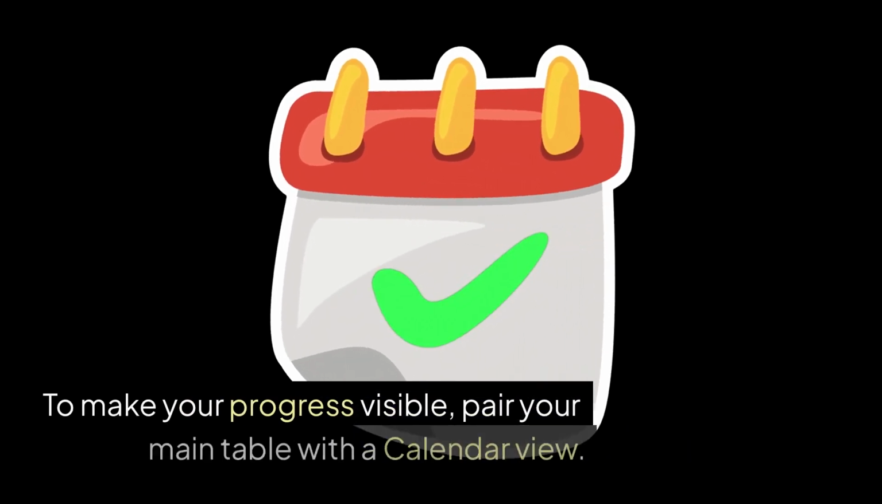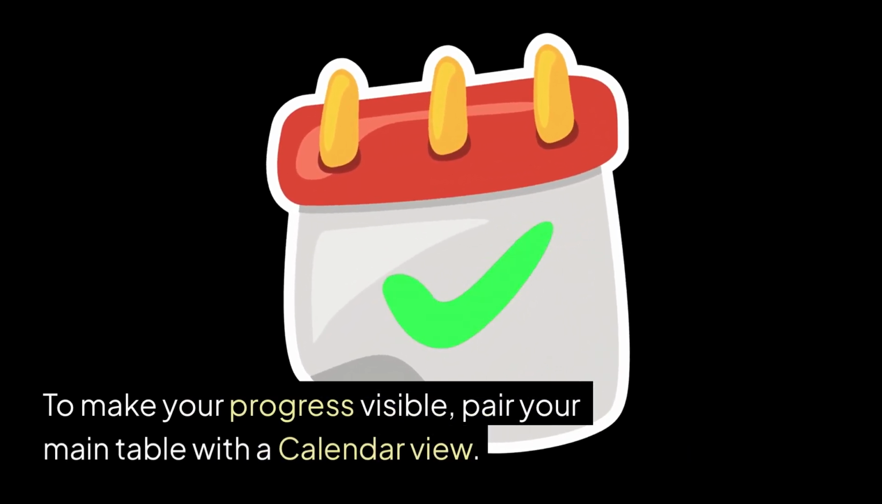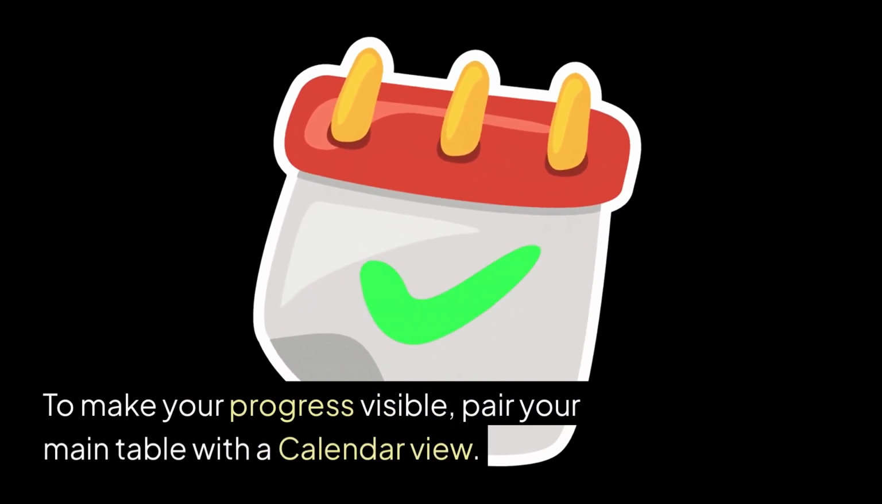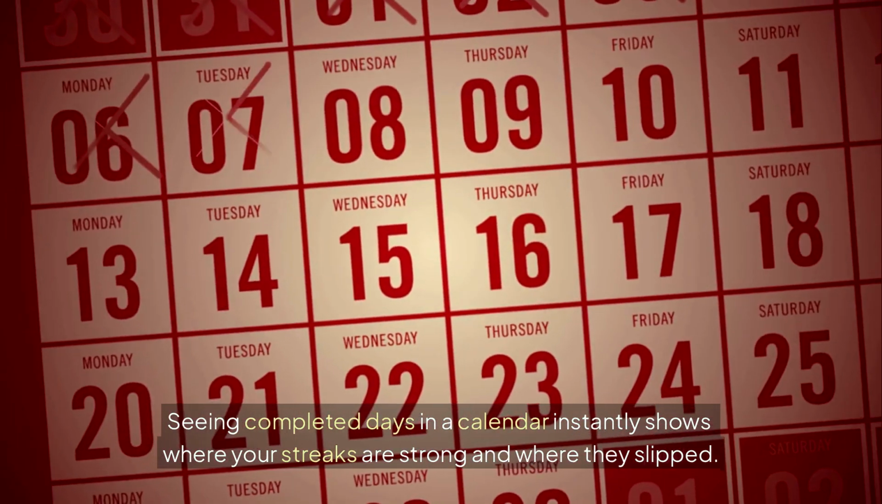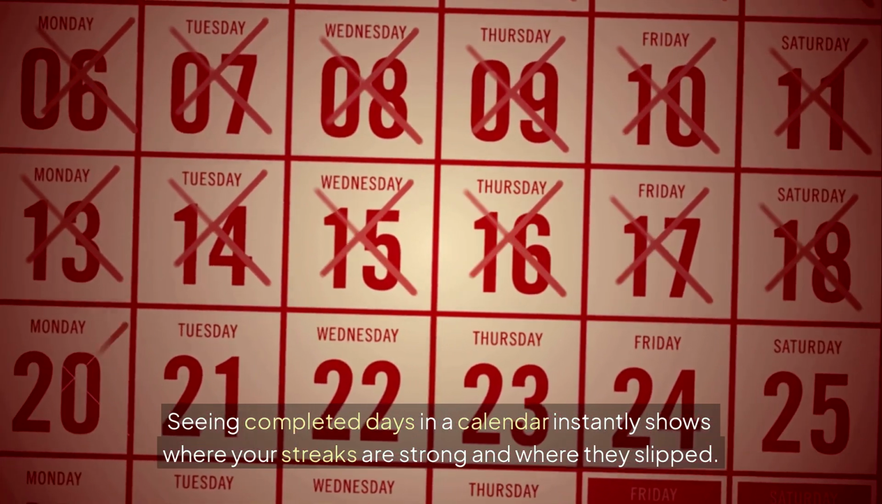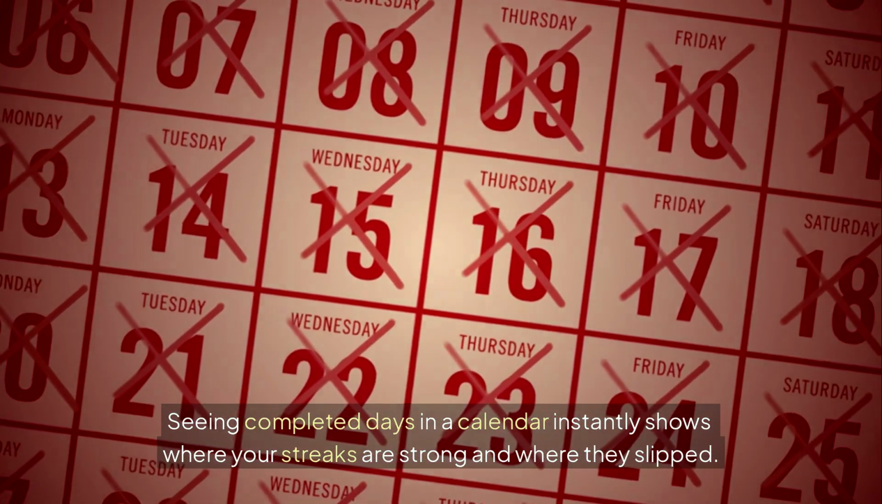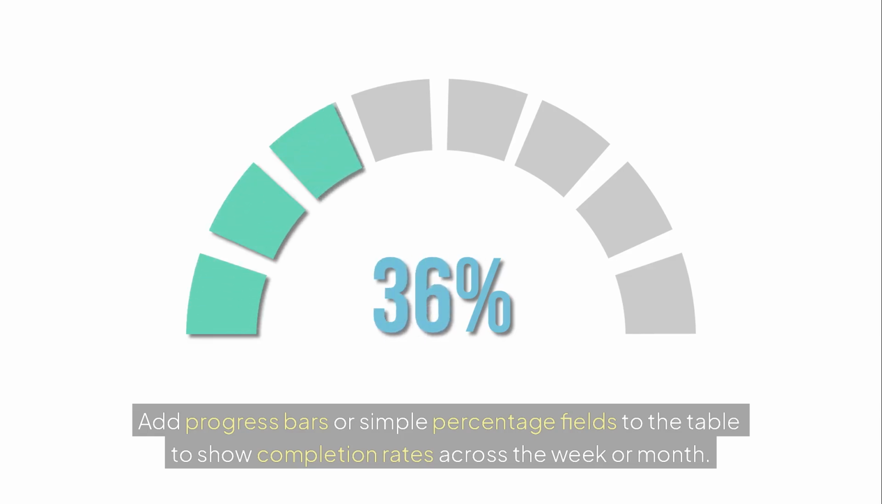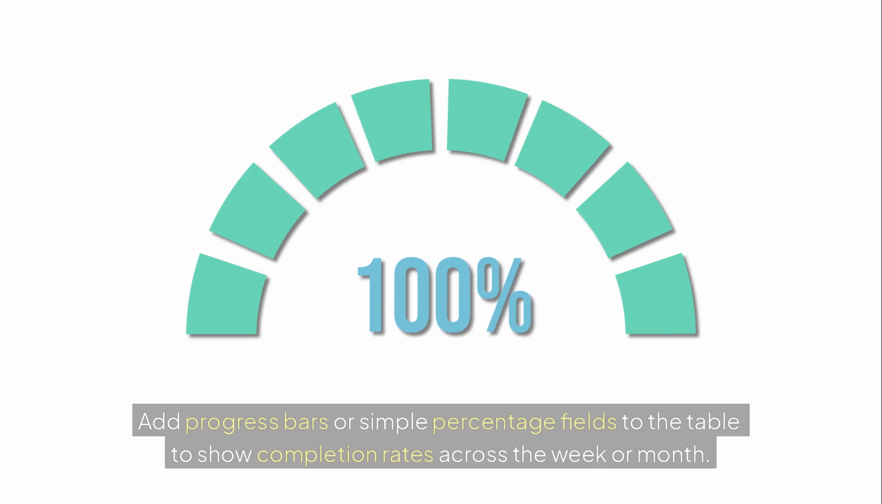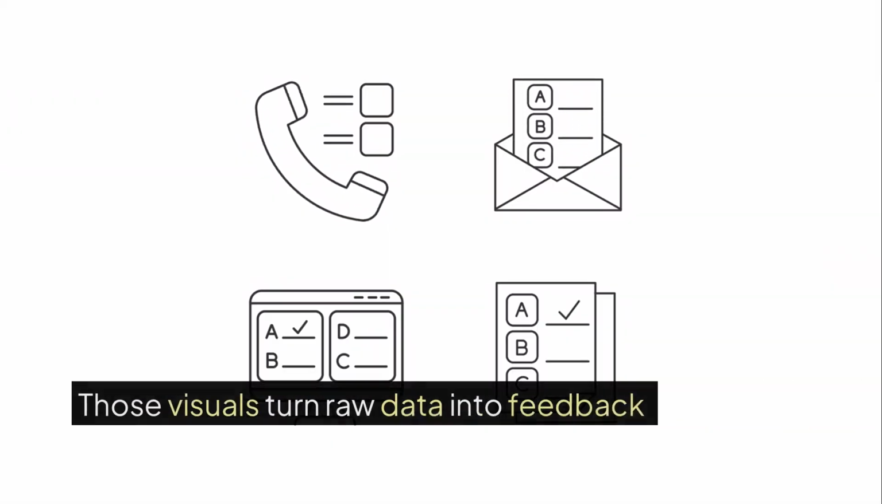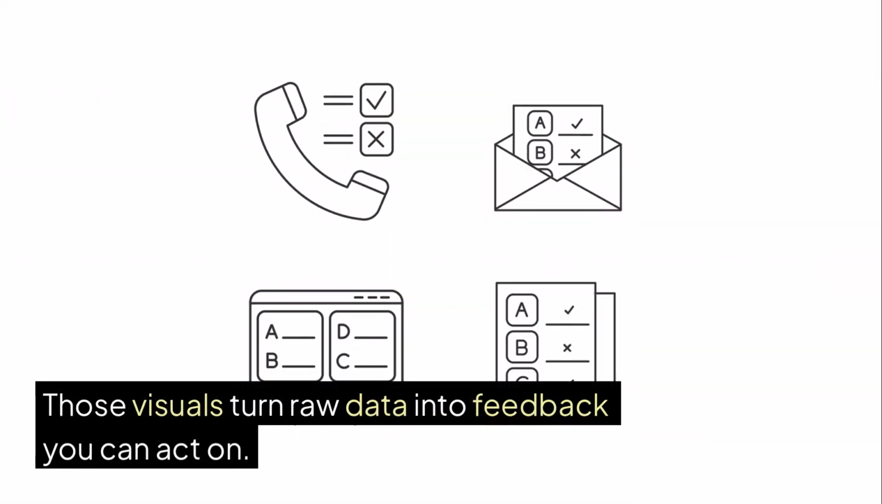To make your progress visible, pair your main table with a calendar view. Seeing completed days in a calendar instantly shows where your streaks are strong and where they slipped. Add progress bars or simple percentage fields to the table to show completion rates across the week or month. Those visuals turn raw data into feedback you can act on.